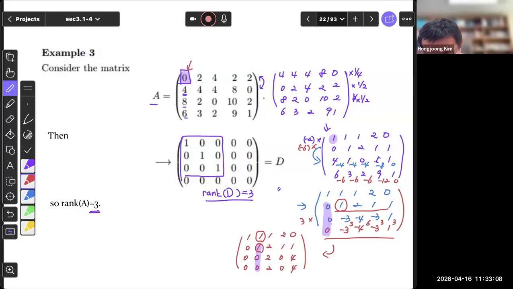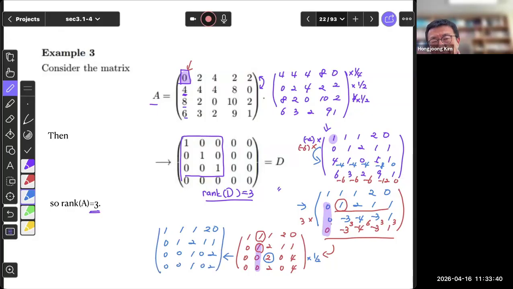So I consider this 2 in the third row, third column. Actually, the numbers in the third row are all even numbers. So let me multiply 1/2 to the third row. Then we get 1, 1, 1, 2, 0, 0, 1, 2, 1, 1, 0, 0, 1, 0, 2, 0, 0, 1, 0, 2.